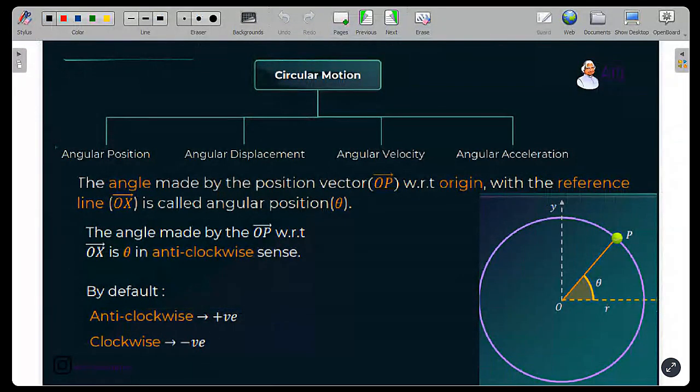There are many things in circular motion. What are these things? Angular position, angular displacement, angular velocity, angular acceleration. Now, half of the terms you have heard before. You heard what displacement is in the third chapter. You all know what velocity is. You all know what acceleration is. So you have heard these terms before, it's just that you have not heard them with the word angular.